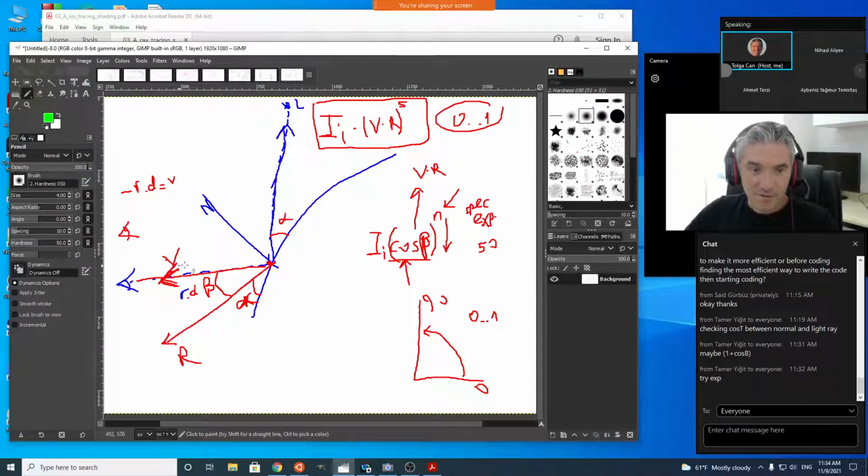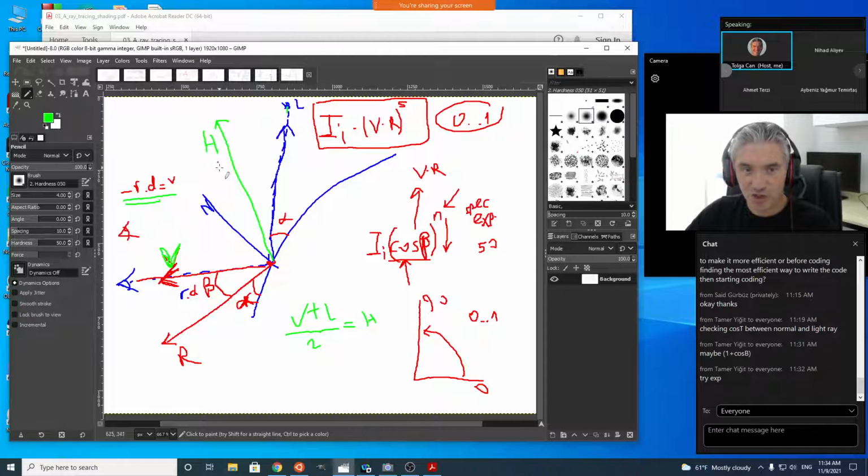What if, look at this view vector. This view vector is already given. It's very simple, right? Minus RD is the view vector. The light vector, we already computed in the diffuse component. Now, if I take the half vector between V and L, like V plus L divided by 2, let's call it half vector H, and look at the angle between H and N.